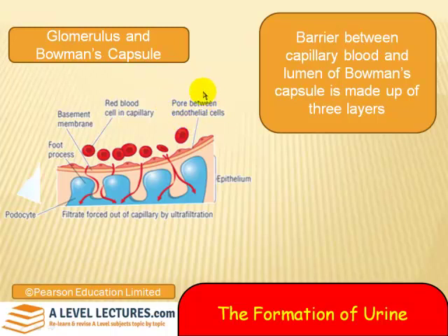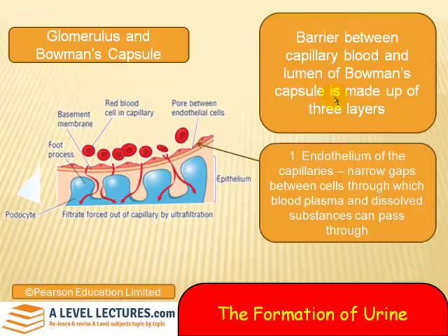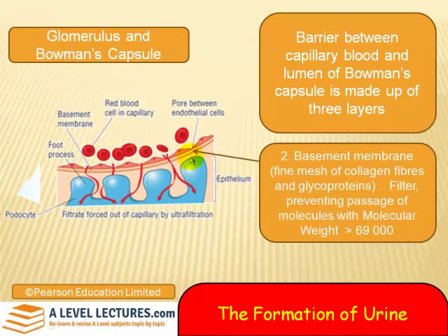Now here's that magnified view I talked about of the membrane. The barrier between the capillary blood and the lumen of Bowman's capsule is made up of three quite distinct layers. The first layer is called the endothelium of the capillaries. That's this part here. You see these narrow gaps between the cells through which blood plasma and dissolved substances can pass. We then have this basement membrane.